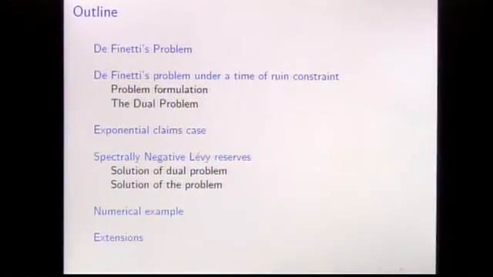First, I'm going to define what the de Finetti problem is, which is a very old problem from the actuarial sciences. Then I'm going to tell you the problem I'm trying to solve, which has a constraint on the time of ruin. I'm going to talk about the dual problem, a few words about the exponential claim case, which has already been published, and an extension that we already have for spectrally negative Lévy processes, numerical examples, and some extensions and future work. So first of all, what is the de Finetti problem?